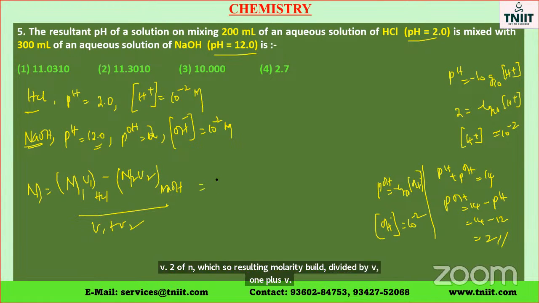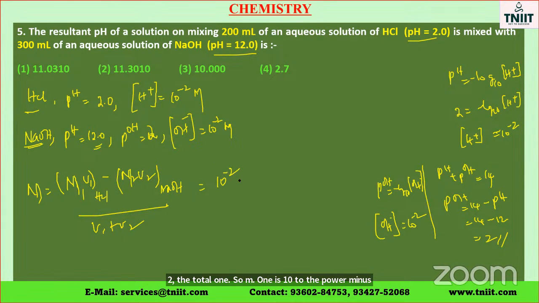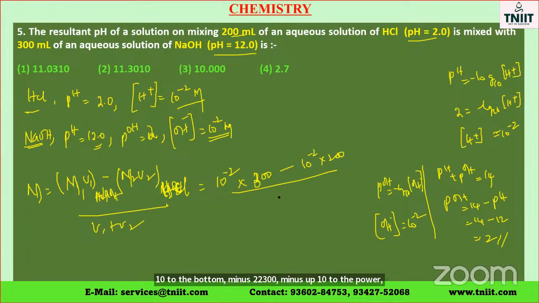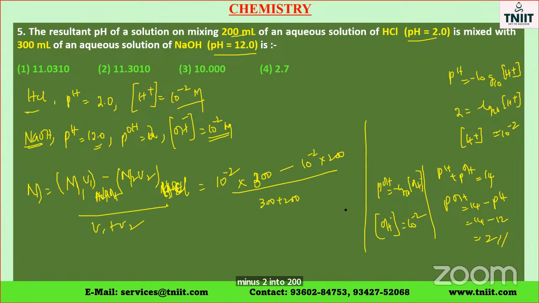So M1 is 10 to the power minus 2. Volume of HCl is 200. Since the concentration of H plus and OH minus is the same, the volume of HCl is 200 and the volume of NaOH is 300. What we will do is take this as NaOH and this as HCl, because the concentration of NaOH is more. So 10 to the power minus 2 into 300 minus 10 to the power minus 2 into 200. Total volume is 300 plus 200. So if we simplify this, we get the normality.